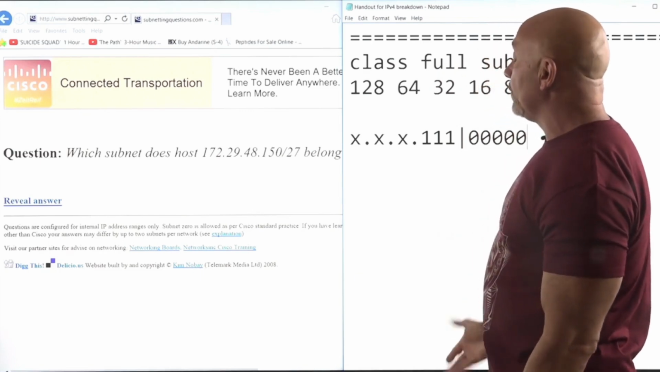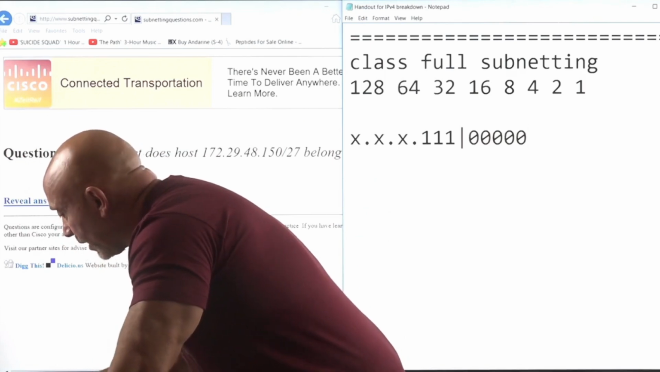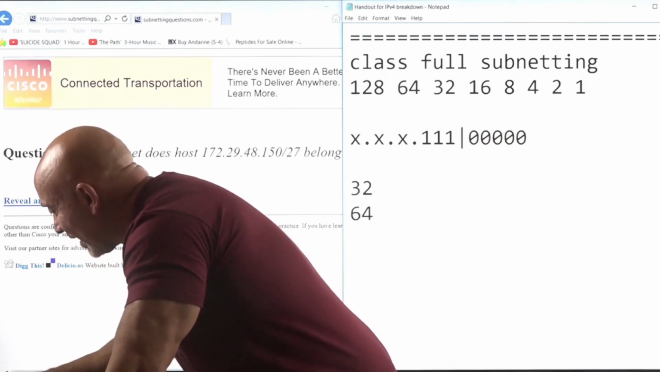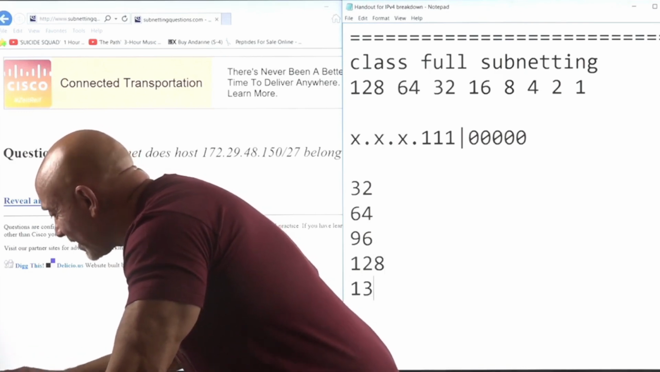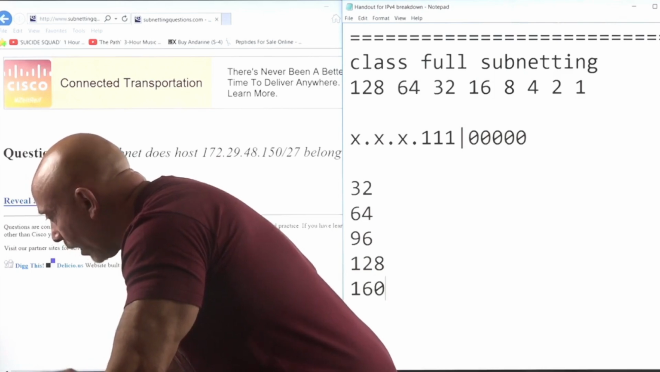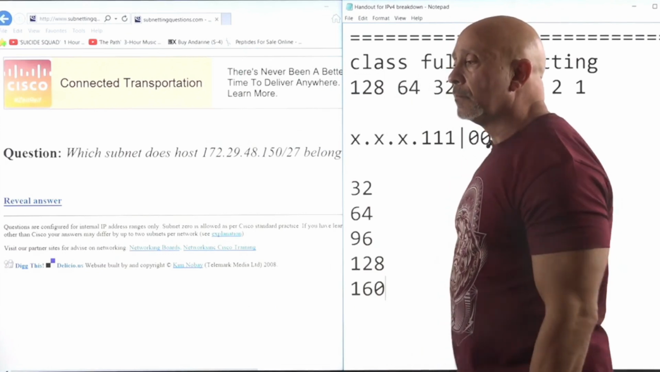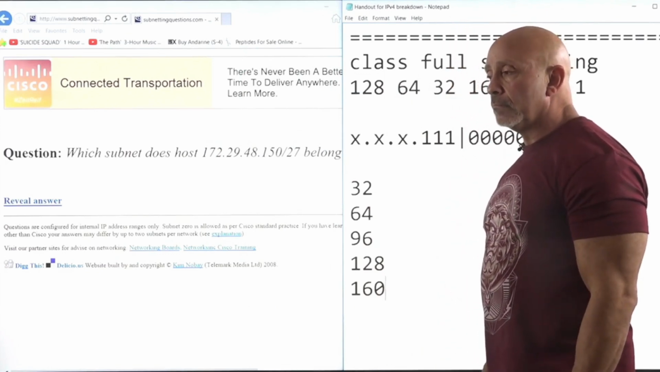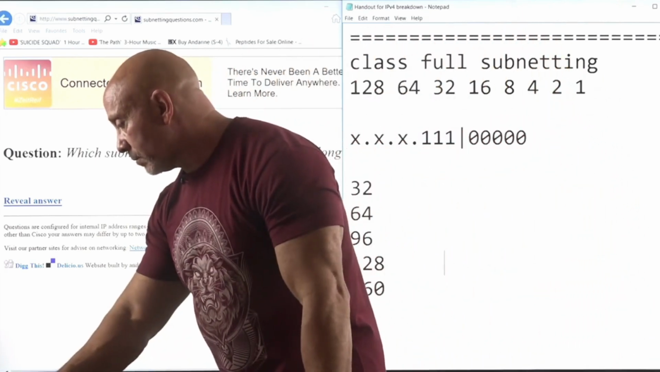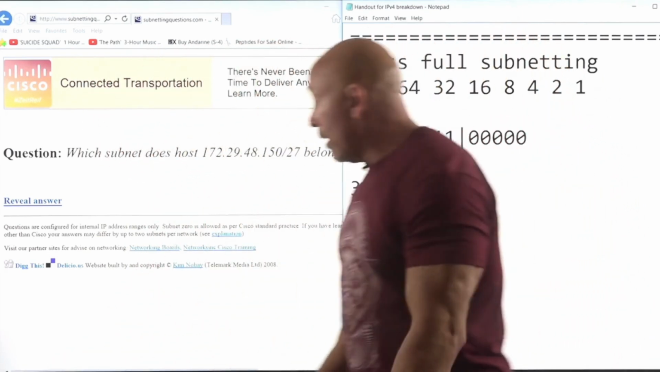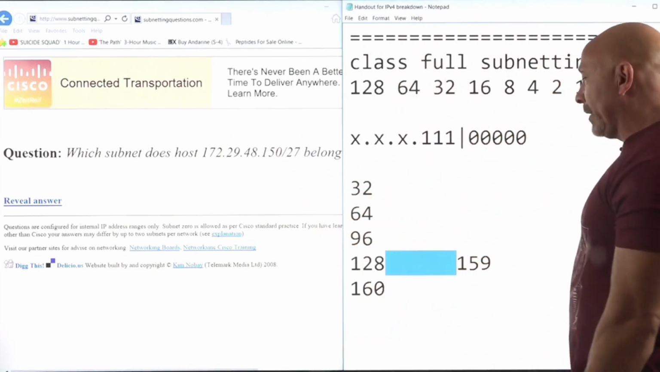Well, I've got to get to 150. I can't multiply that high, so let's go ahead and do that. 32, 64, 96, 128, 160. You went over 150. So what's 1 less than 160? 159. So 150 falls in this particular range right there.